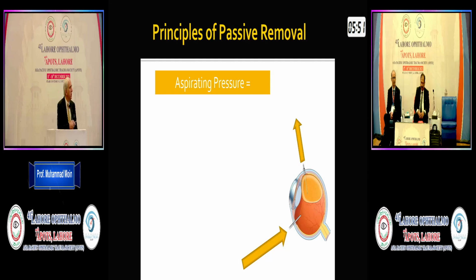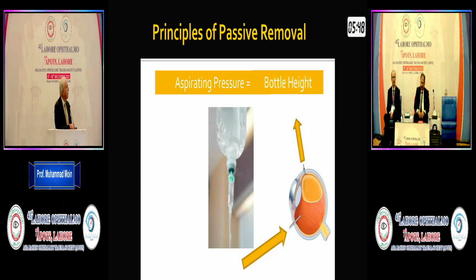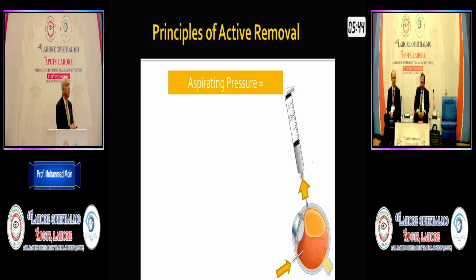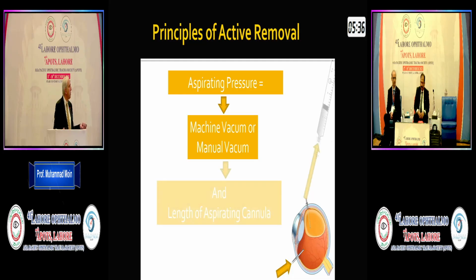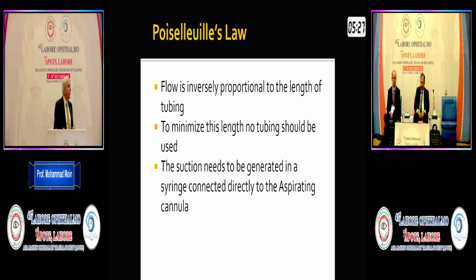The other thing you can do is have an aspirating pressure. So you have a drip coming on one side and then you're aspirating, and the aspiration can be active. You can do manual aspiration, or you can have a machine. So machine vacuum or manual vacuum, and the length of the aspirating cannula is important, because if there's more length of the aspirating tube, then the amount of pressure gets reduced, because of Poiseuille's law.